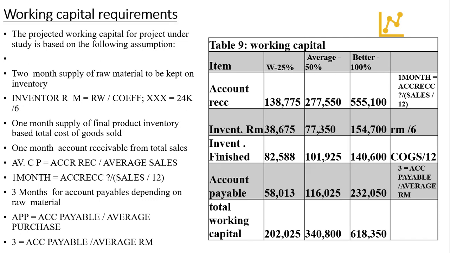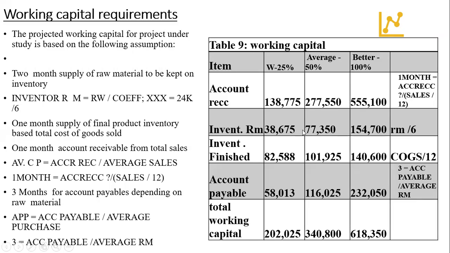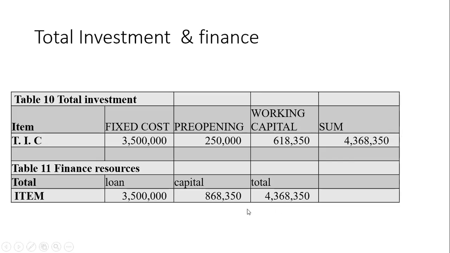This is brilliant because I did the total investment. Basically we have 3 million and a half, which is fixed, pre-opening 250, working capital 680, and I got the 618 of the better case, the full capacity. And then I will prepare the statements for myself. But before I work on the statements, I need to find the total investment.